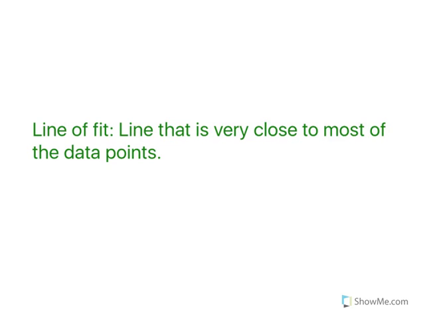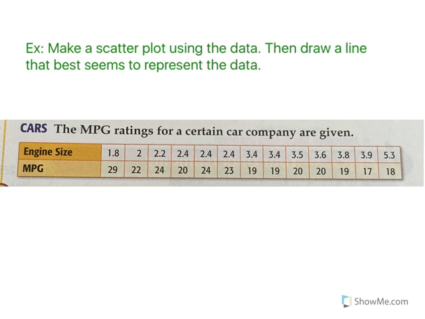A line of fit is a line that is very close to most of the data points. We're going to draw that line of fit within the scatter plot in order to figure out the slope and the equation of the line. The example says make a scatter plot using the data, then draw a line that seems best to represent the data. This example deals with cars, and the MPG ratings for a certain car company are given. I'm given the engine size and I'm getting the miles per gallon ratings.